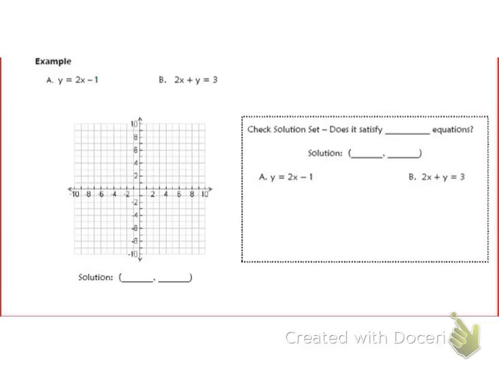Alright, so your first part of your notes have an example for us to do together. You have two equations, y equals 2x minus 1 and 2x plus y equals 3. Y equals 2x minus 1 is already in slope-intercept form, so we do not have to transform that. However, equation B says 2x plus y equals 3. That's standard form. So we need to go ahead and transform that into slope-intercept form. We can do that by subtracting 2x from both sides of the equation. And we're left with y equals negative 2x plus 3. And so now we're ready to graph both equations.